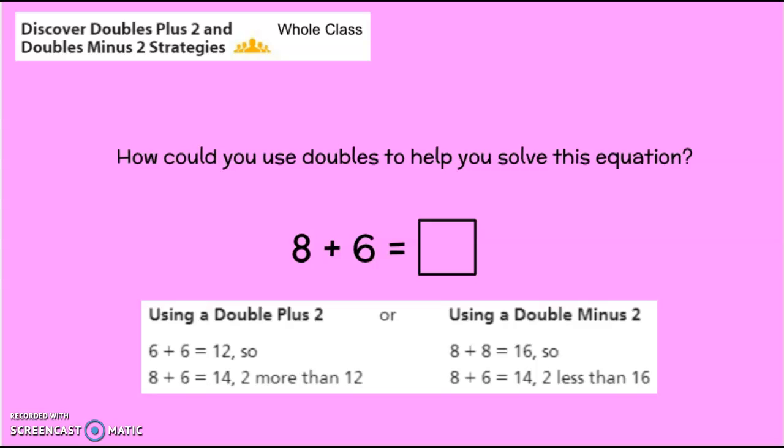How could you use doubles to help you solve this equation? Oh, did you notice they're 2 numbers apart? So now we need to use a double plus 2 or double minus 2. Double plus 2, if I know 6 plus 6 equals 12, then I can think 8 plus 6 must be 2 more than 12, which is 14. Or using the double minus 2, 8 plus 8 equals 16, so 8 plus 6 must be 2 less than 16. That's 14. Either way, I got 14.